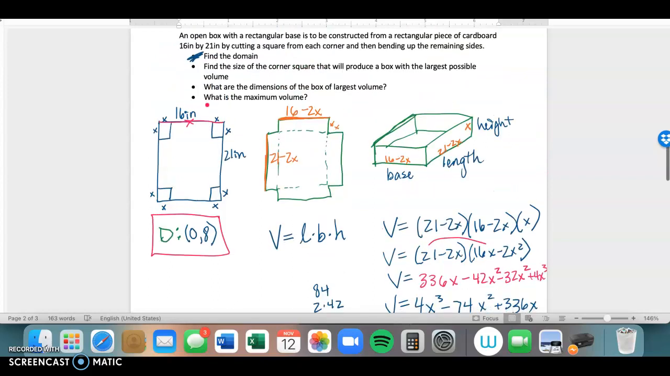So let's see. It says find the size of a corner square that will produce the box with largest volume. Well, that's x equals 3. I don't know if you want to put your domain up here. Either way is fine, 0 to 8. And so the corner square would be 3 by 3 inches. Not sure how they want that written, but you could write it that way. What are the dimensions of the box of the largest volume?